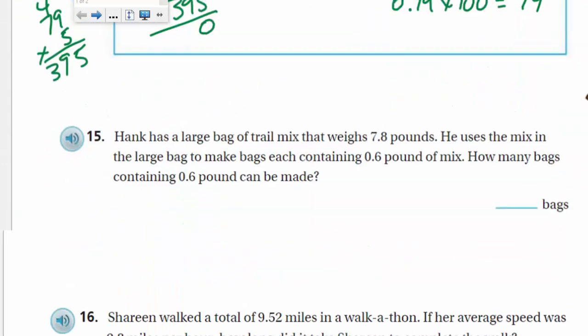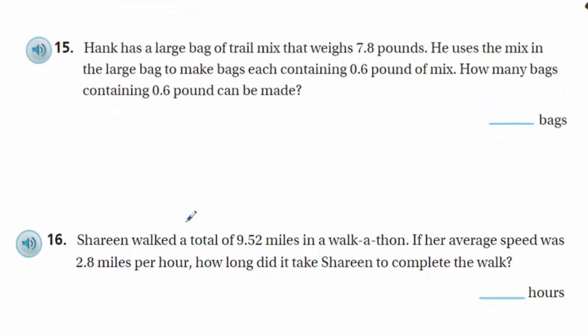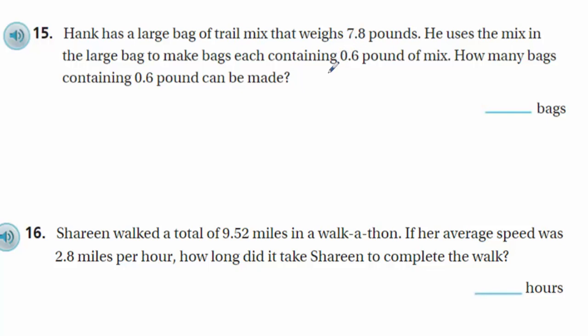Let's go on. Hank has a large bag of trail mix that weighs 7.8 pounds. He uses the mix in the large bag to make bags, each containing 6 pounds of mix. How many bags containing 6 pounds can be made? All right. I think this is my dividend, my 7.8 pounds, because that's how much we have.